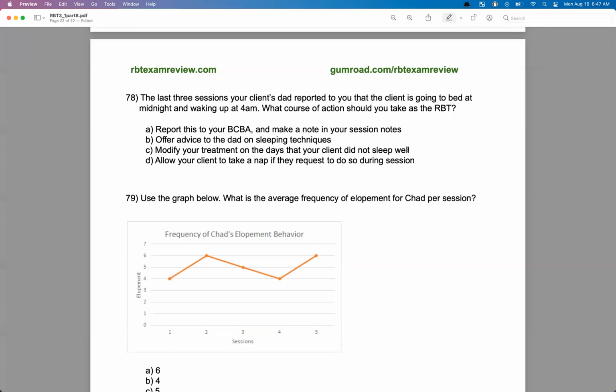The first things first, always is what? Report to your BCBA, make a note in your session notes, discuss it, talk about it, formulate a plan, okay? And then start maybe doing some of these other things. But your first course of action, just like when you reinforce a behavior you shouldn't, is report it to your BCBA, okay, and go from there.